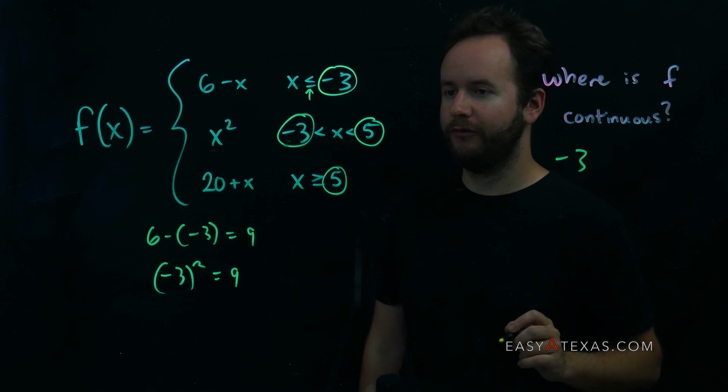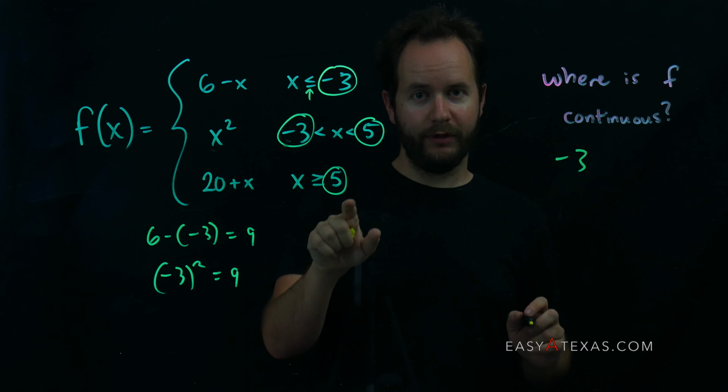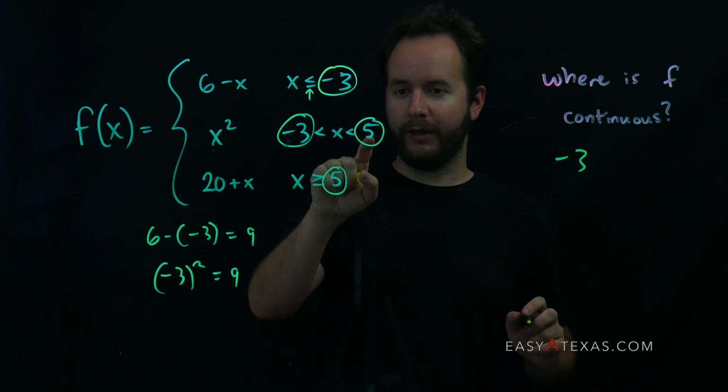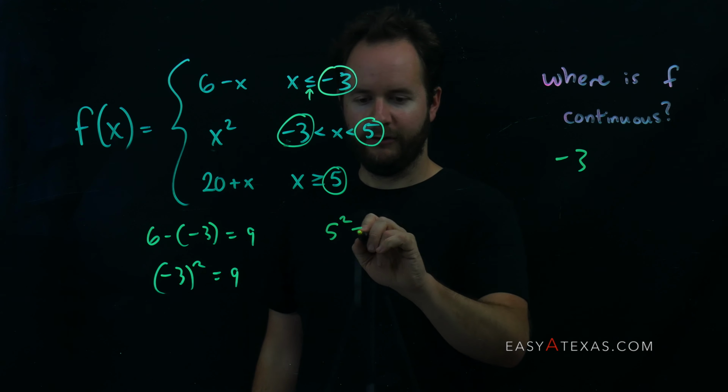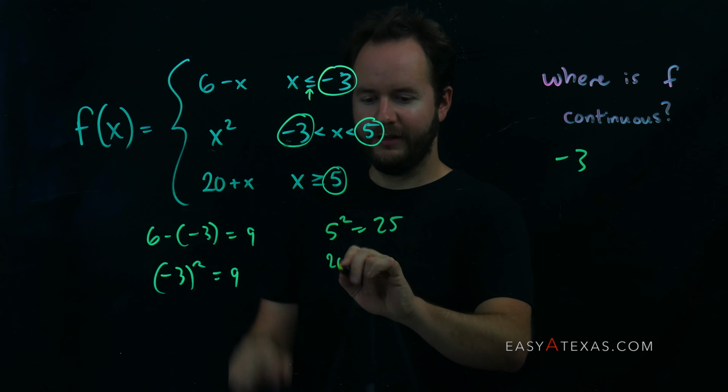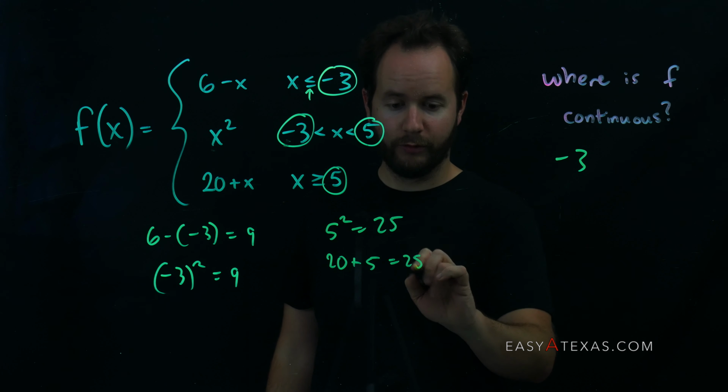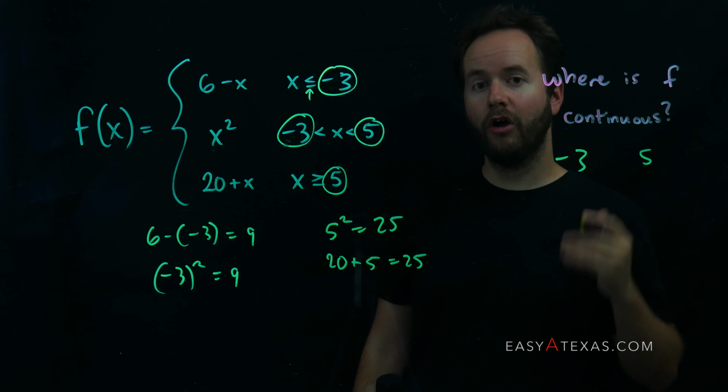Now how about at x equals 5? When I plug in this junction point into these two pieces, let's see what I get. 5 squared is 25. 20 plus 5 is also 25. So x equals 5 is also safe.